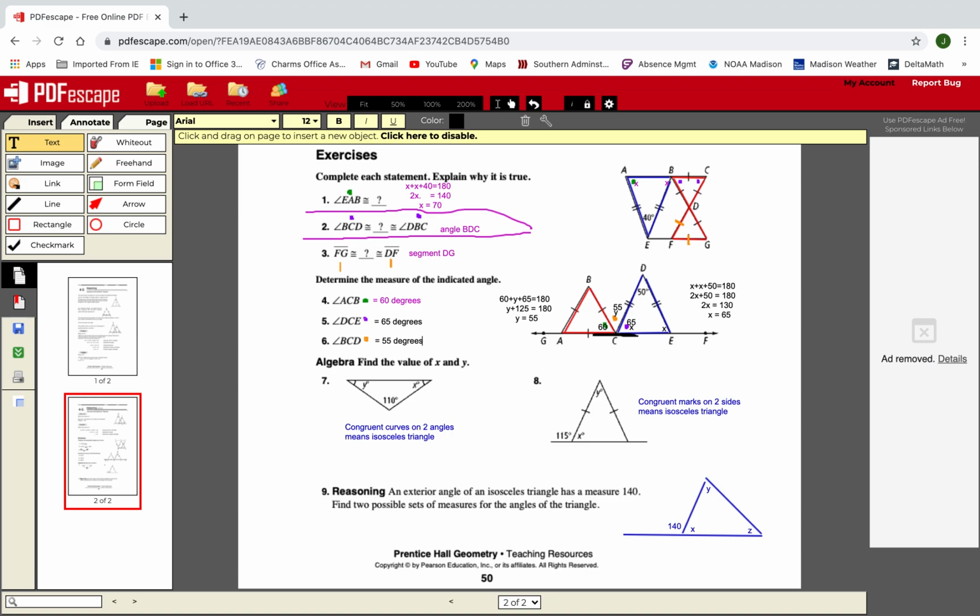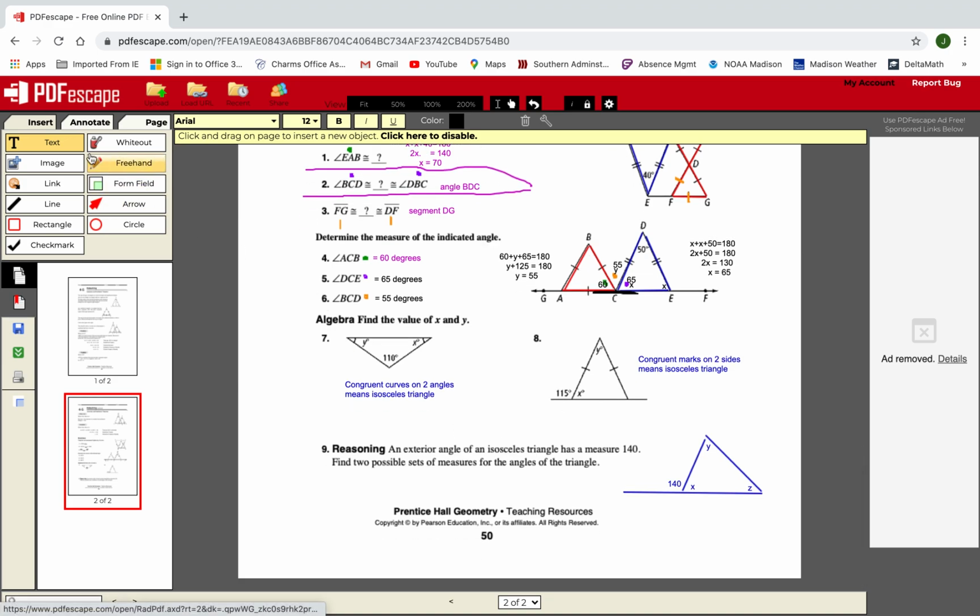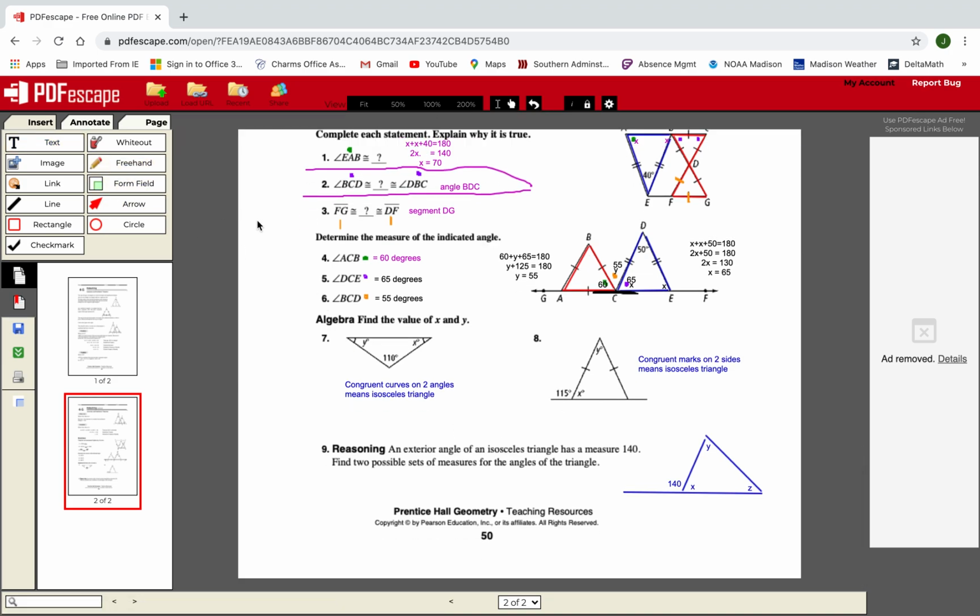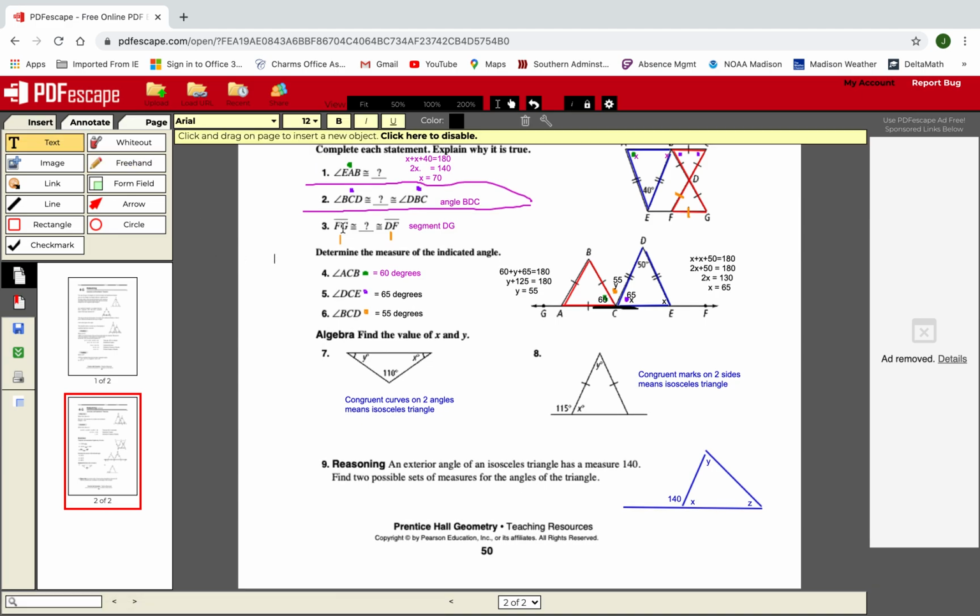If I'm going too fast, please feel free to pause it, rewind it, watch it over and over again if you would like. We just have 3 more problems here. All right, I'm going to change colors back so that it has something other than black to type in. Let's go with this one. Okay. This says for 7 and 8 to find the value of x and y. So I've made a note here that's showing that these congruent curves on these 2 angles means that it's an isosceles triangle, which means that x and y are the same. Okay.